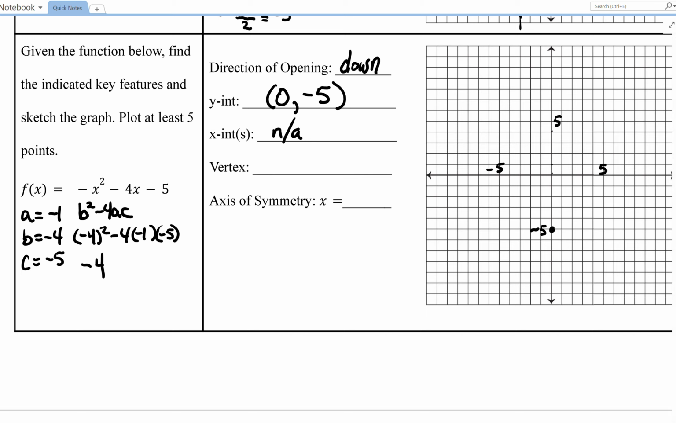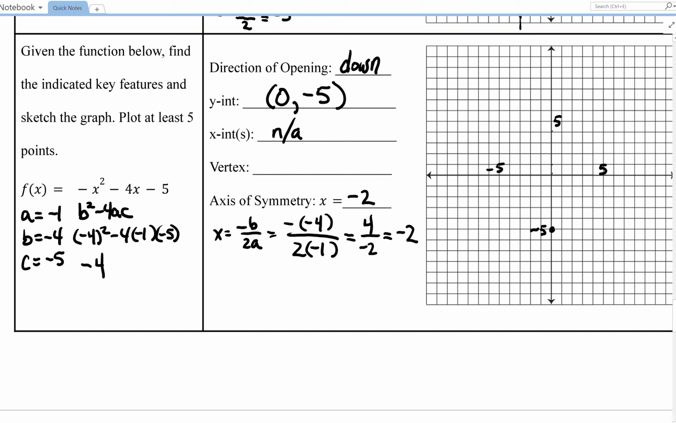So the vertex always happens along your axis of symmetry. And your axis of symmetry, there's a formula for that. It's x equals -b over 2a. And my negative blank for b over 2 times a blank. And b is -4. And a is -1. So if I work through the signs, a negative of -4 is a +4. And 2 times -1 is -2. And 4 divided by -2 is -2. And so my axis of symmetry is x equals -2.